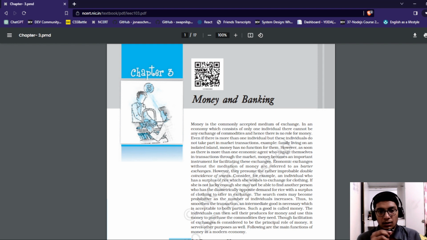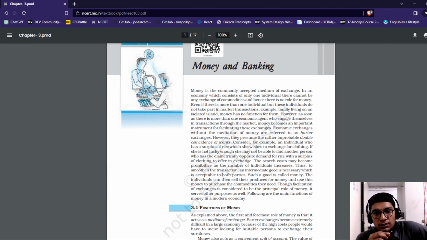Money is a commonly accepted medium of exchange. In an economy which consists of only one individual, there cannot be an exchange of commodities and hence there is no role of money. Even if there is more than one individual, but these individuals do not take part in market transactions, for example a family living on an isolated island, money has no function for them. However, as soon as there is more than one economic agent who engages in transactions through the market, money becomes an important instrument for facilitating these exchanges.